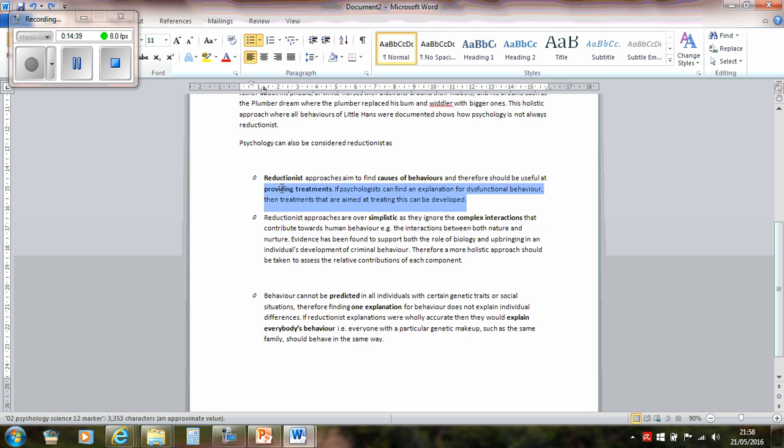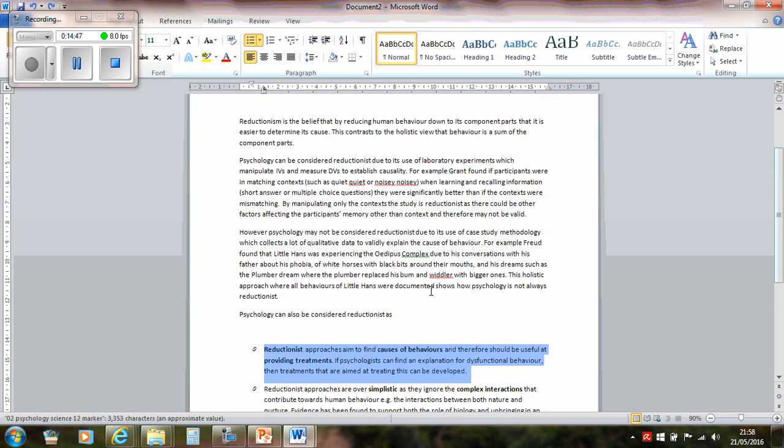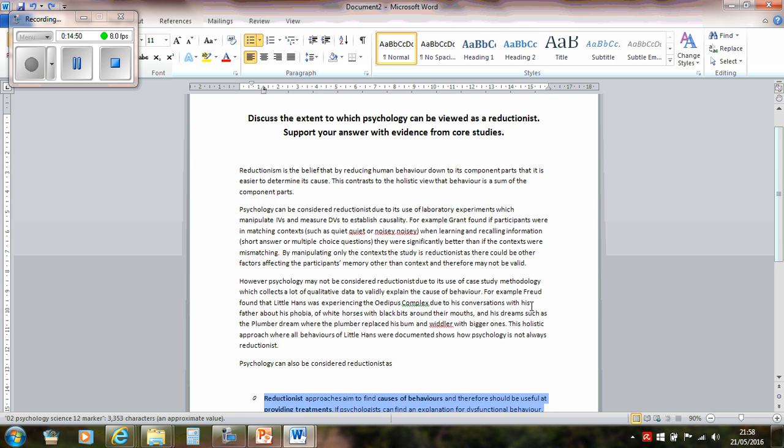And then obviously a positive of it, another strength that you can talk about, is that it's got treatments. So if you can predict behaviour, you can provide treatments for it. So that would be a better route to go down, in terms of it being viewed as reductionist.